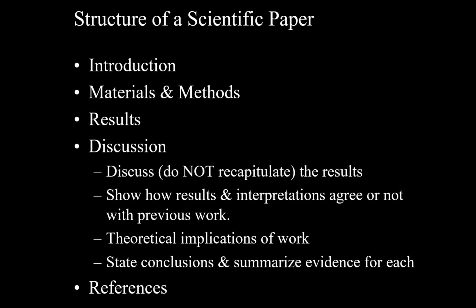So the discussion section is obviously important. The content of the discussion section is probably less well defined than in any of the other sections of a scientific paper. You have more freedom to put things in the discussion section than you do in other sections of the paper. In the discussion section, what you're basically doing is discussing the results. You're not recapitulating them because the results are already reported in the results section, but you're discussing what they mean.